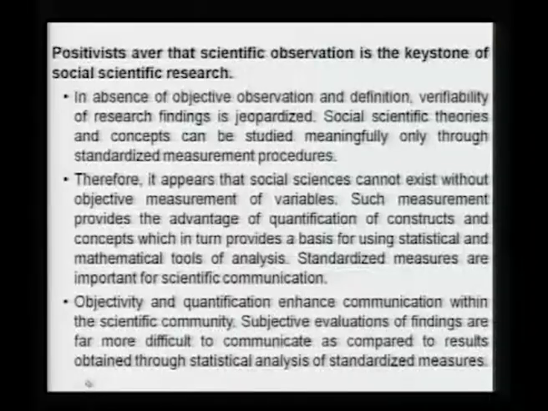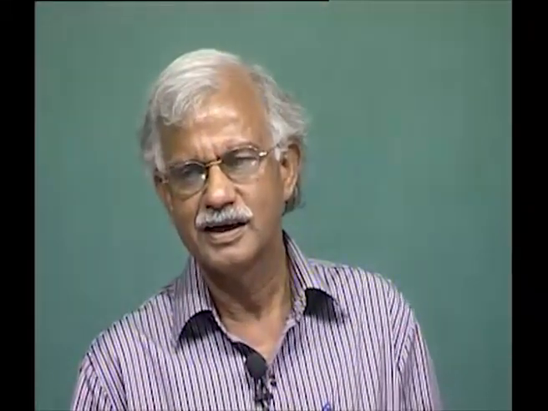Positivists are aware that scientific observation is the keystone of social scientific research. In absence of objective observation and definition, verifiability of research findings is jeopardized. Social scientific theories and concepts can be studied meaningfully only through standardized measurement procedures. You may say that some society is more corrupt than other society. Your statement or research will carry no weight if you are not able to develop a standardized method or a procedure or a scale or measure to define corruption. Objective observation and definition of social reality are very, very important.